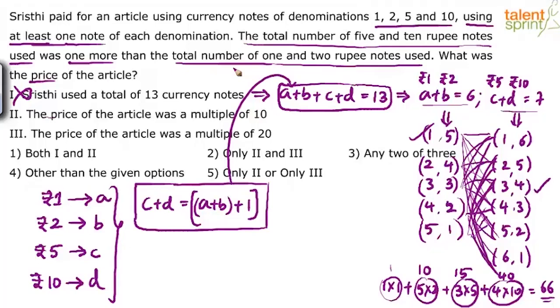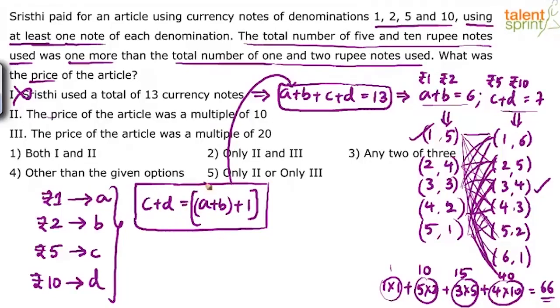Right? Can 2 alone give you the answer? The price of the article was a multiple of 10. 10, 20, 30, 40, 50, 60, 70. No, there can be multiple possibilities, right? See, the only data that we have is it was a multiple of 10. Price is a multiple of 10. And then the number of 5 and 10 rupee notes is one more than the number of 1 and 2 rupee notes. Of course, I have to use this equation in such a way that it should also give a multiple of 10. But I think multiple possibilities can arise there.